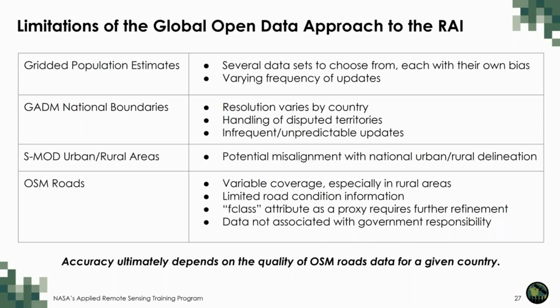With regard to defining rural areas, SMOD may not align with the national definition of rural areas, which are used for policy and resource decisions. And in terms of roads data, as a crowdsourced data set, OSM quality and coverage can vary by country, especially in rural areas. The data set also has limited road condition information, and using the F-class as a proxy requires further refinement. Finally, the data set is not associated with government responsibility, and therefore can't really be used for prioritizing road improvements. In the global approach, the accuracy of the RAI ultimately depends on the quality of the OSM roads data for a given country.